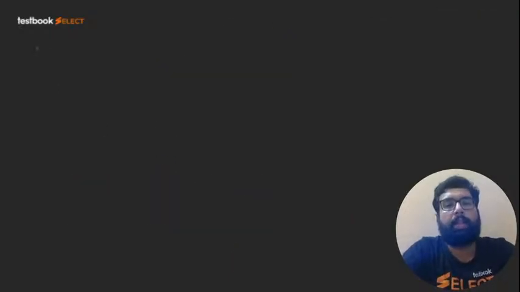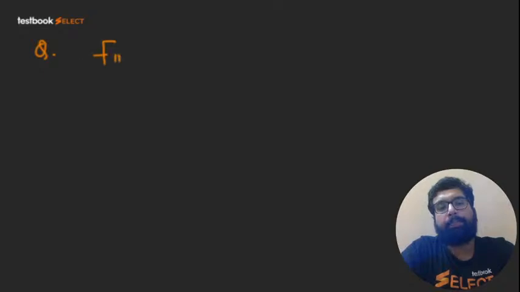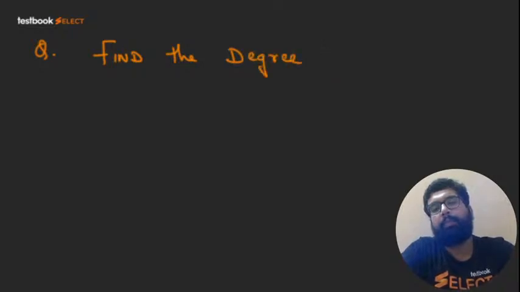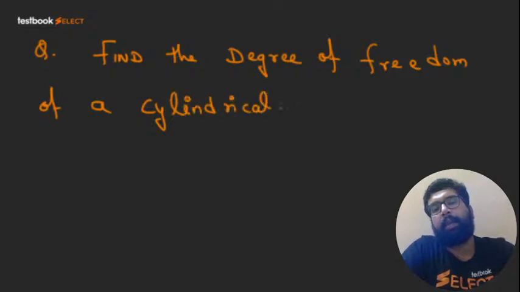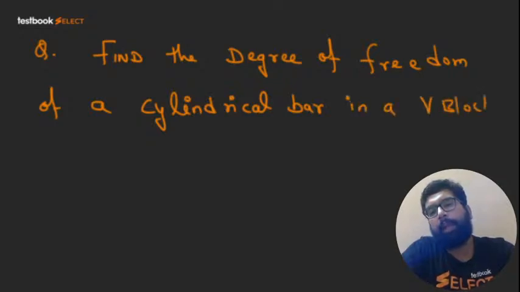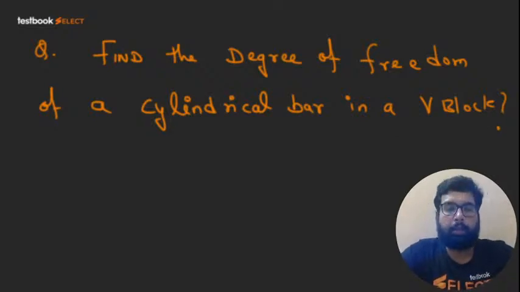Now I'll give you one more question to solve, so let's solve this question and understand how much we have got. Find the degree of freedom of a cylindrical bar in a V block. तो किसी V block में आपको एक cylindrical bar है, so what is this V block first of all.